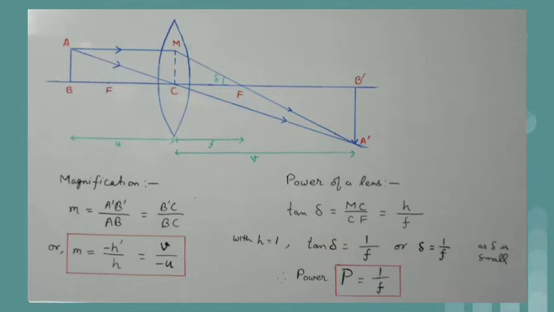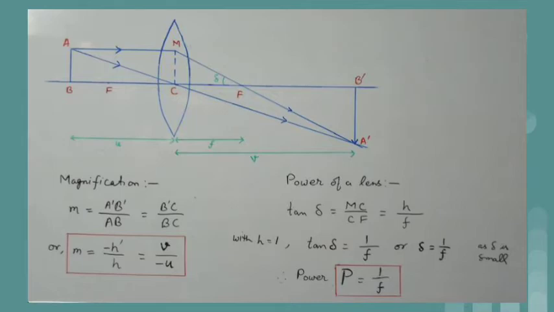There is one more term related to lens, and that is power of a lens. Power of a lens is the measure of the convergence or divergence caused by the lens to the light falling on it. A lens with shorter focal length bends the incident light ray more, while the lens of larger focal length bends the light less.